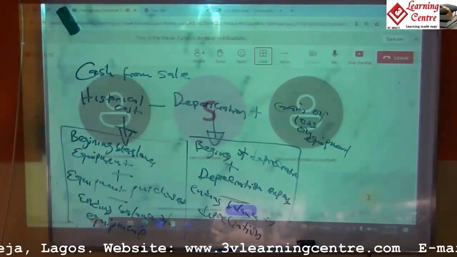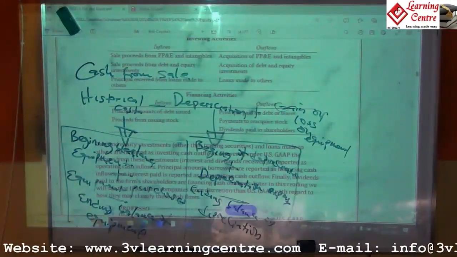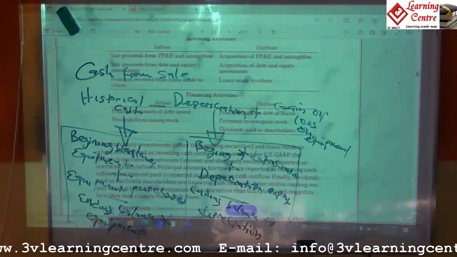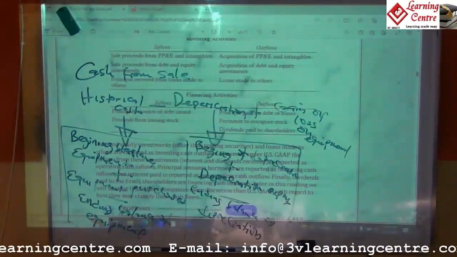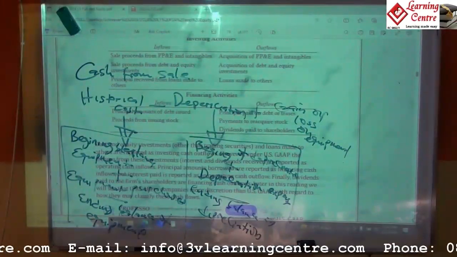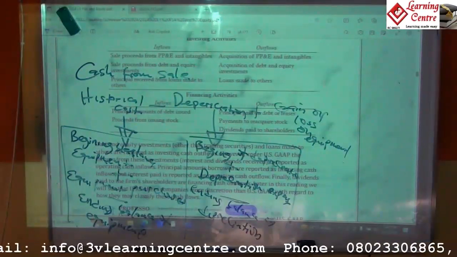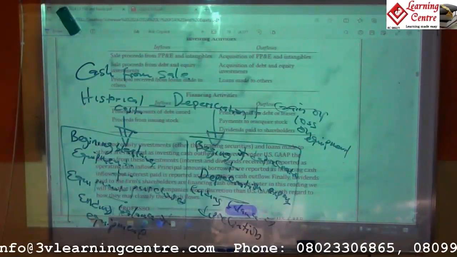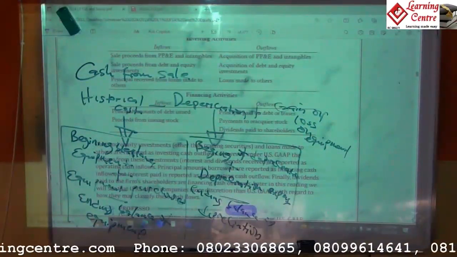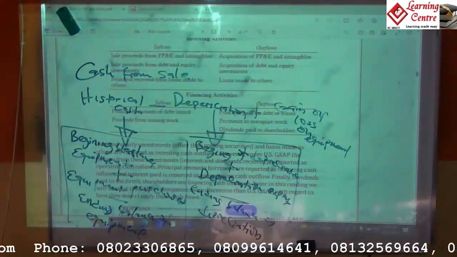So investing activity. Okay, it is cash from sale of equipment. How do we calculate your cash from sale of equipment? Cash from sale of equipment is the historical cost of the equipment minus depreciation on the equipment plus gain on sale of the equipment.